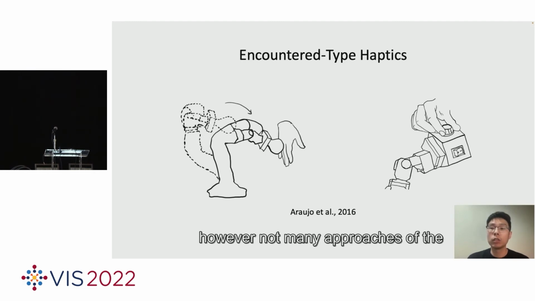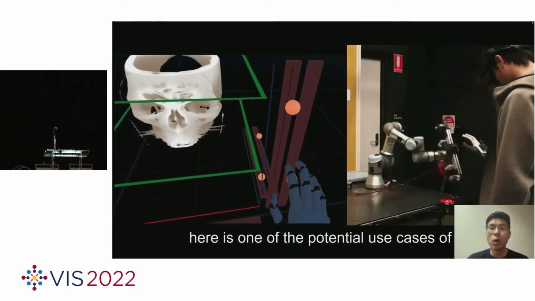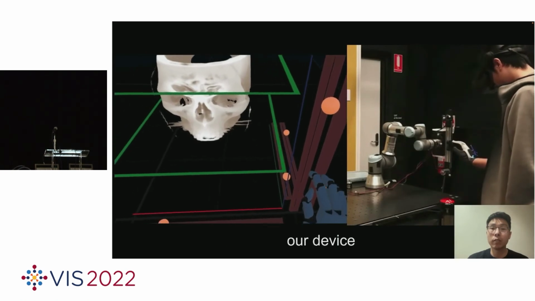However, not many encountered haptics approaches were used for data analytics, and most of the approaches are designed for static interactions. Hence, we built a physical slider and mounted it on the end of a robotic arm as the encountered haptic device for dynamic interactions. Here is one of the potential use cases of our device.